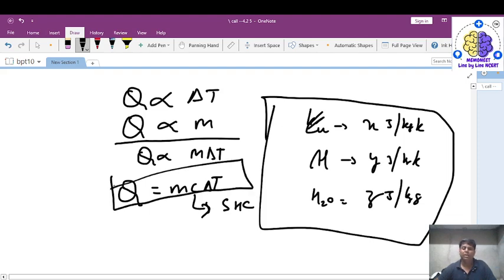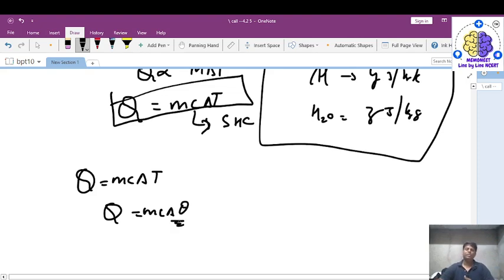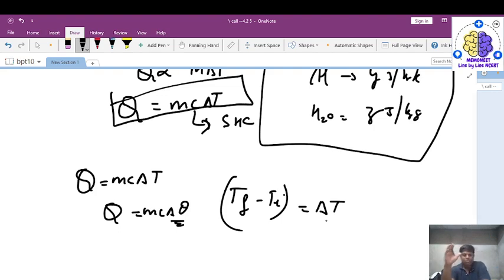So from here we get an expression for the amount of heat supplied, that is Q is equal to mc delta T, or in some books or in some places you may find Q is equal to mc delta theta, where delta theta means the same thing, change in the temperature, right? That is the final temperature T final minus T initial. This quantity is being taken as delta T, right? And this is the expression for the amount of heat supplied to a body.